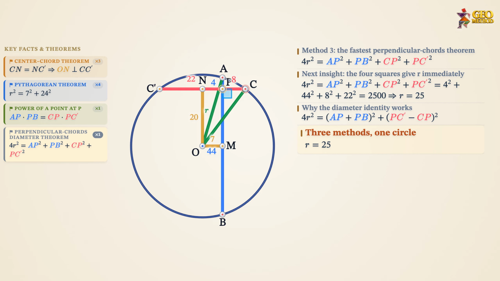Three methods now agree. Coordinates expose the center, power of a point completes the missing chord and lets the midpoints locate the center, and the perpendicular chord's identity compresses everything into one line.